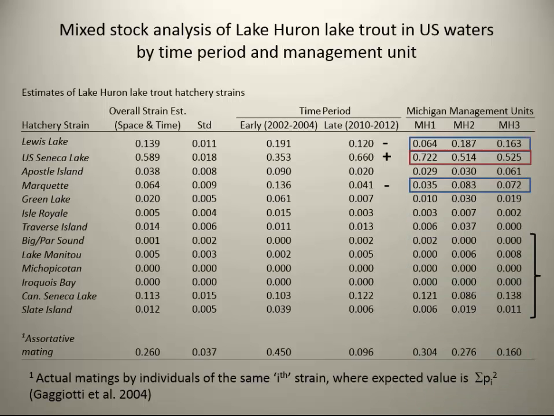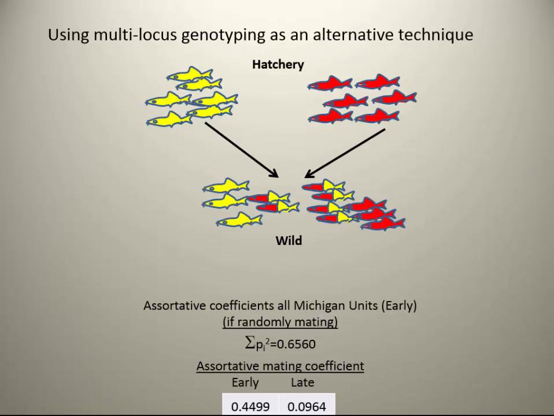The other thing is that there's considerable heterogeneity across the management units in the proportional contributions. So we see a declining trend in Lewis Lake, but that's really reflected in MH1. We see an increasing trend of Seneca Lake, and that's most evident in MH1. And we see a decreasing trend in Marquette, with consistency, although there are greater declines in MH1 and MH2. The other really interesting thing is we're seeing between these 2 different time periods more evidence of random mating, less assortative mating. So it's more likely, as we go through time, for these individuals to be reproducing with somebody other than a member from their own class.